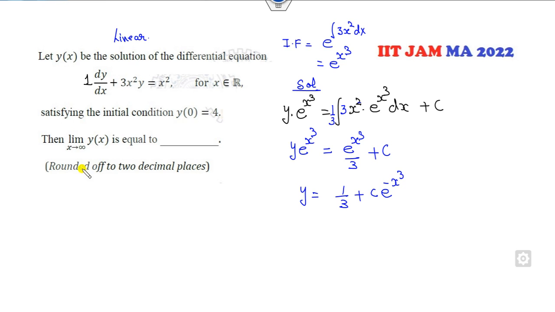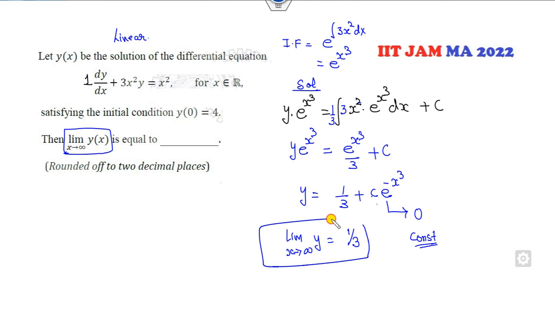Now since they are talking about the limit of this, what is the limit as x approaches infinity? So clearly this term will go to 0 because c is my constant. Fine. So c is my constant, this term will be 0. So the remaining part is only here. Or you may find the value of c from here, but there is no need of this. So the right answer is, you can round off to 2 decimal places, 0.33 is my right answer of this problem.